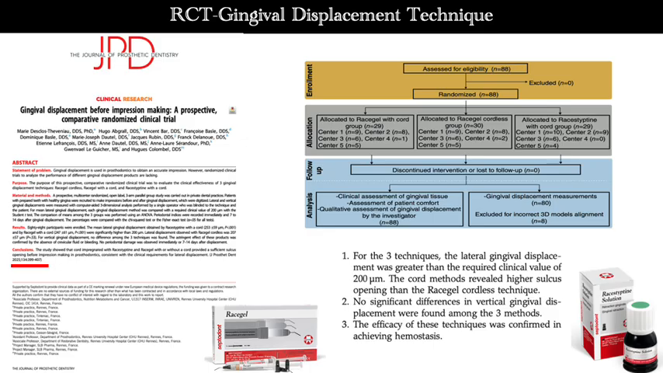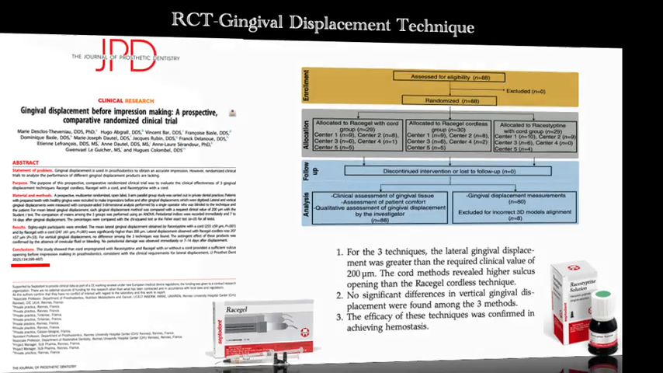However, this concluded saying that all the three techniques of gingival displacement gave a lateral displacement that was greater than the required clinical value of 200 μm. The cord methods revealed higher sulcus opening than the Racegel cordless technique, and no significant difference in the vertical gingival displacement was found among the three methods. And also the efficacy of these techniques was confirmed with achieving hemostasis as well.